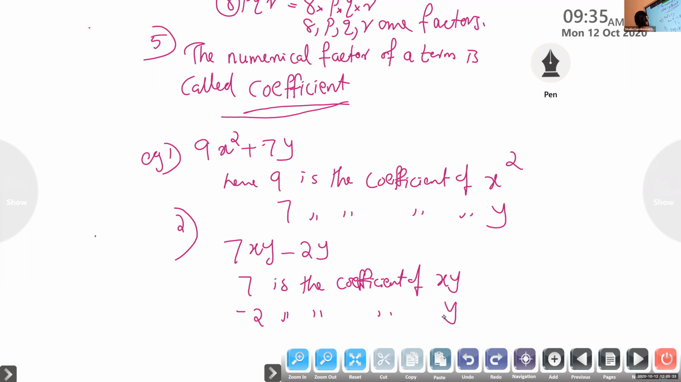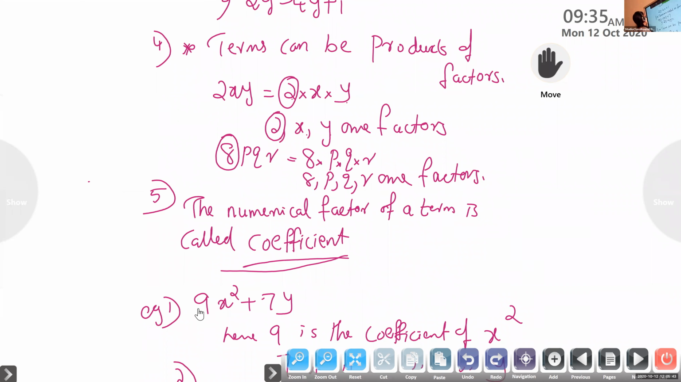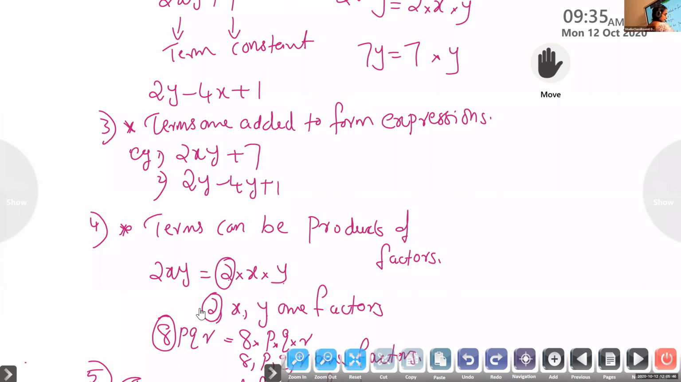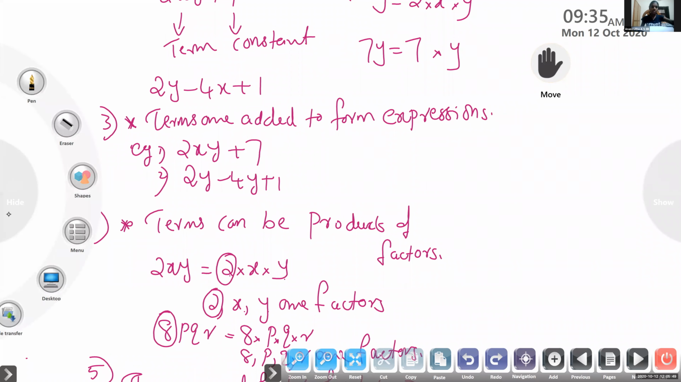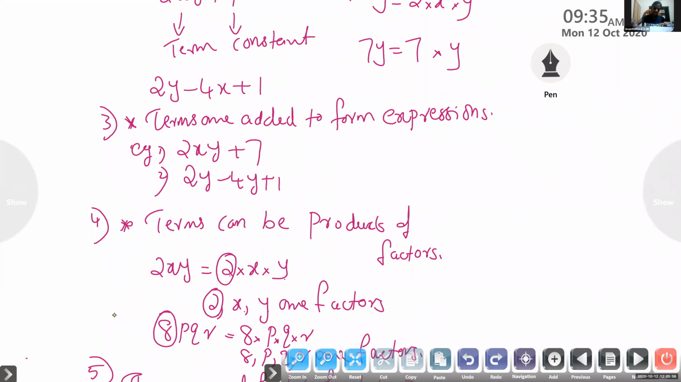So once again we will discuss the points 3, 4, 5. Okay, Anandita, what is the third point? Third point is terms are added to form expressions. Anugrah, read the third point. Terms are added to form expressions. See, 2xy plus 7. Here 2xy is a term, 7 is another term. When we add those two terms, we are getting an expression.